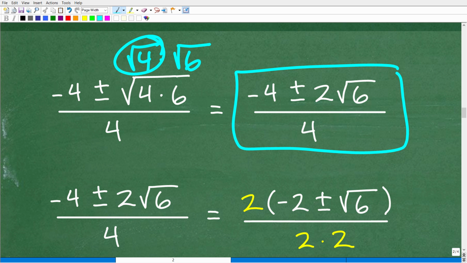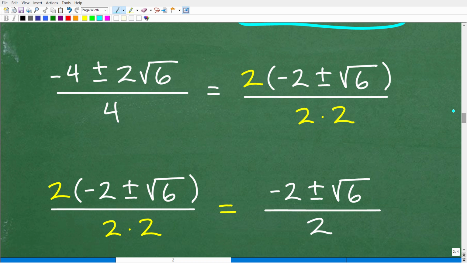Now, some of you may even have this answer, and that's pretty good. Matter of fact, I might have given you like an A minus for this work, but we're not done yet because notice we have these 4s and 2s here, so we can factor out a GCF, which is 2. All right, so let's factor out a 2 out of all of this. So when we do that, we have 2 times -2 plus or minus the square root of 6.